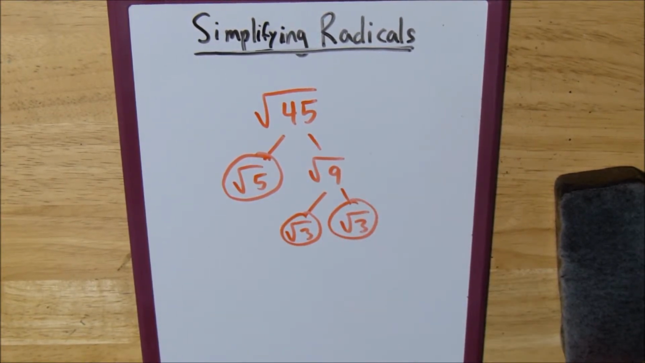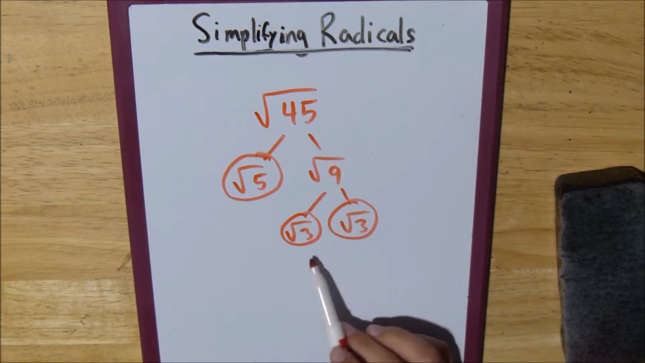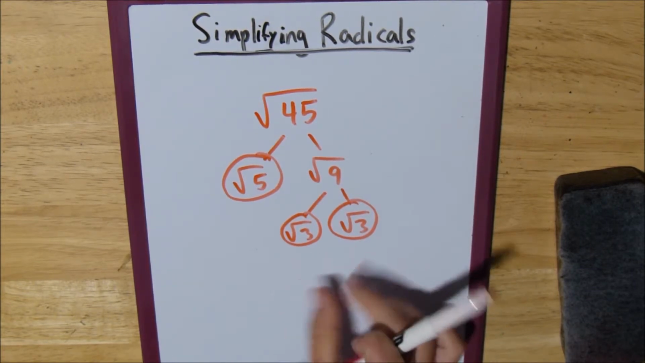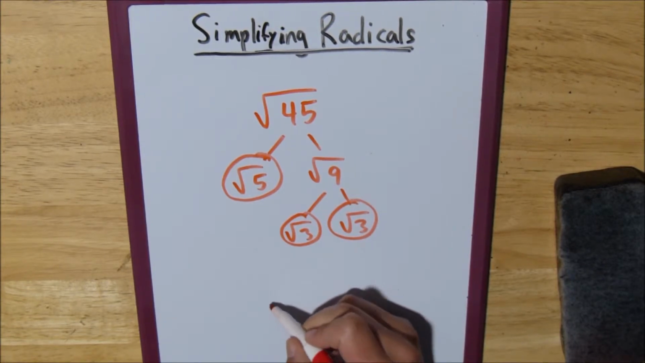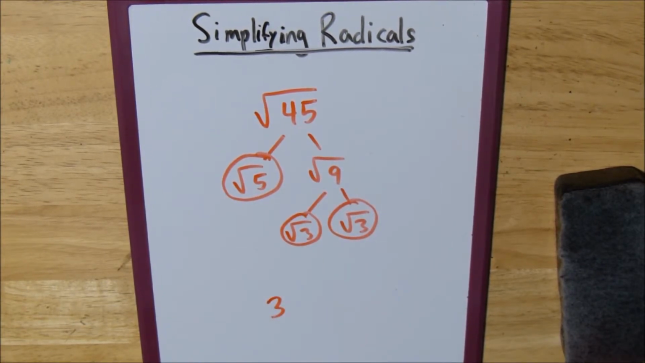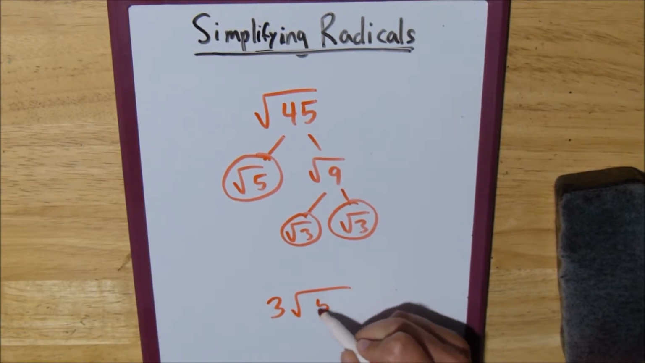And then what you do is, if you see a pair of square roots, you multiply them together. So square root of 3 times square root of 3 would be 3, and it would be outside of the radical. The radical is normally the only one that is on its own. It's so sad and lonely.